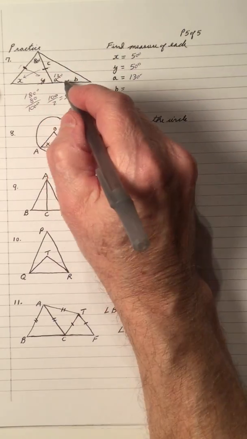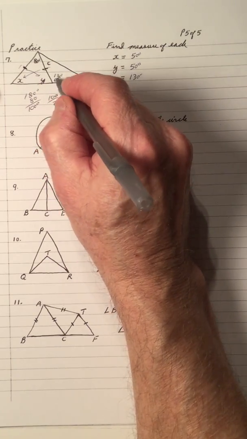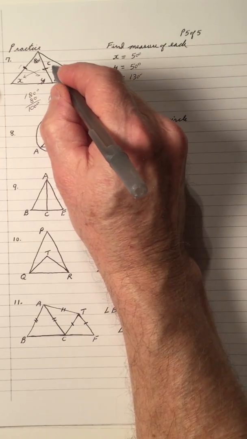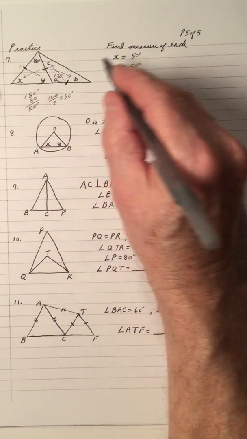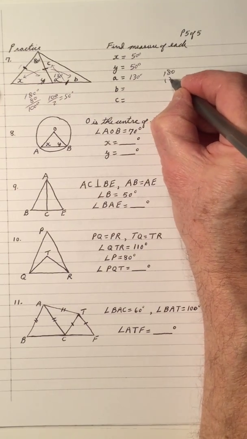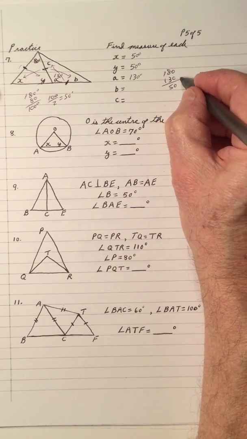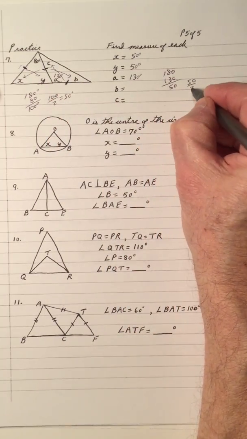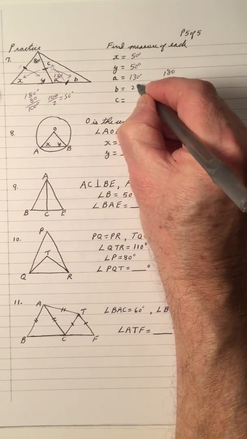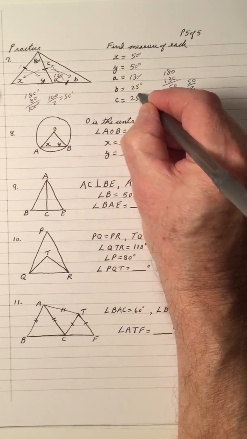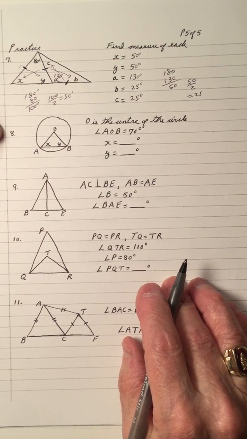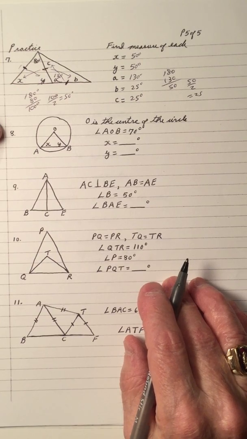Got that? Because these two sides are equal, the angles opposite those sides, which are B and C, are equal. So 180 minus 130 gives me 50. And these two are equal, so 50 divided by 2 gives me 25. So B is 25 degrees and C is 25 degrees. Look around. Think. Isosceles triangle. Two sides equal. Base angles equal. Base angles opposite the equal sides.